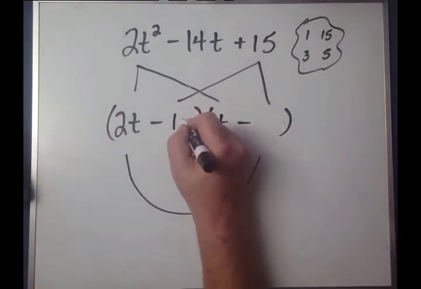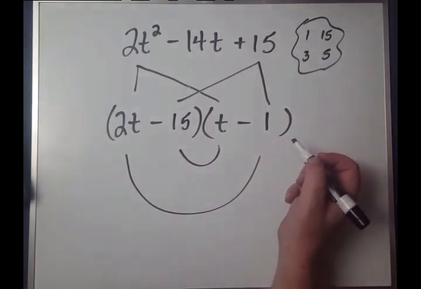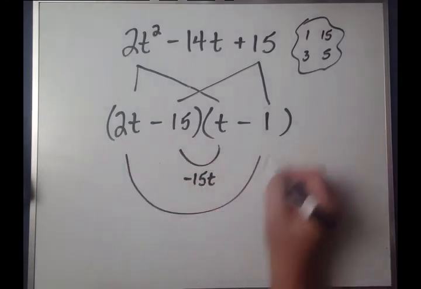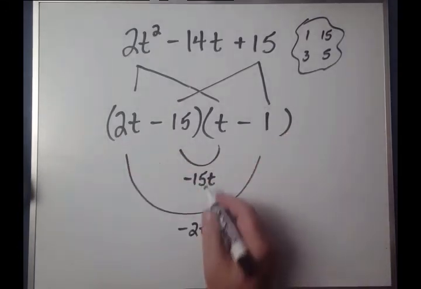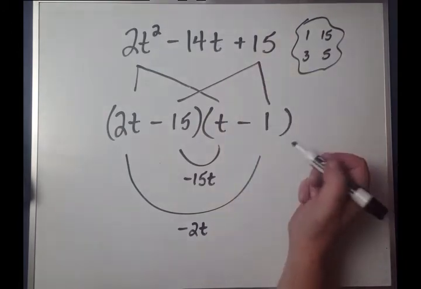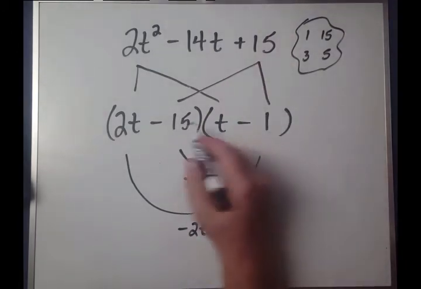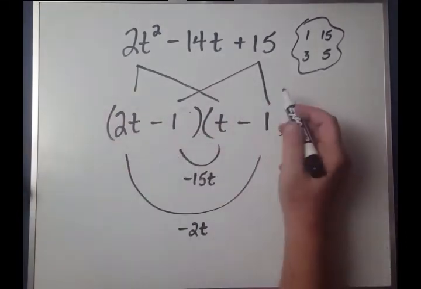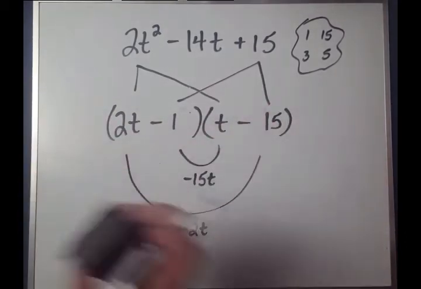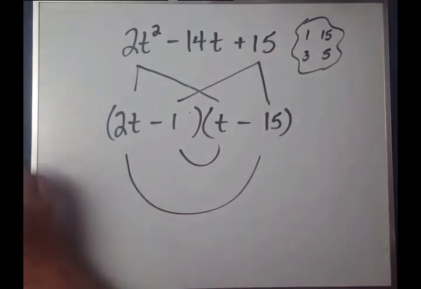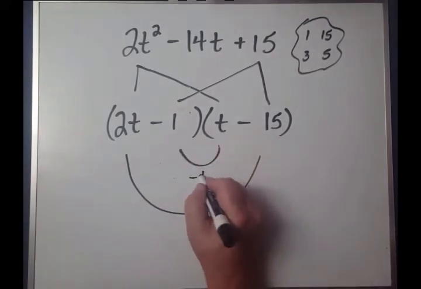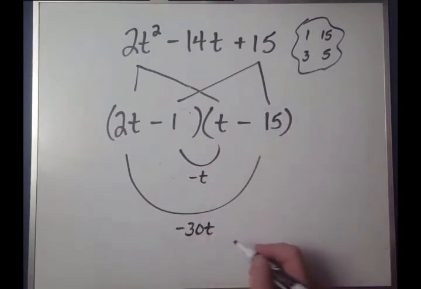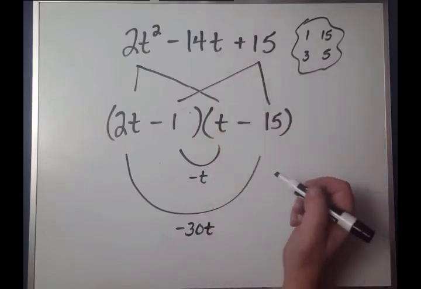How about 15 and 1? The inside gives me minus 15t, the outside minus 2t, a total of negative 17t. Well, it's not 15 here and 1 there. Maybe it's 1 here and 15 there. The inside gives me minus t, the outside gives me, oh no, this is definitely not it. Negative 30t, a total of negative 31. That's the furthest we've been off.